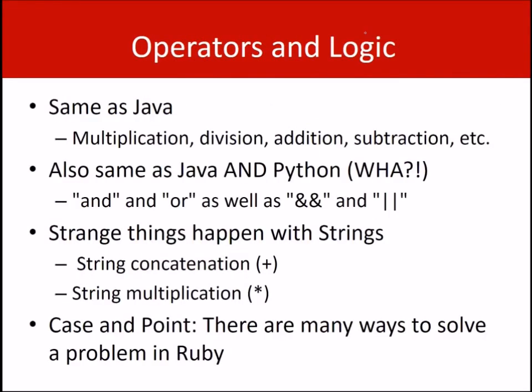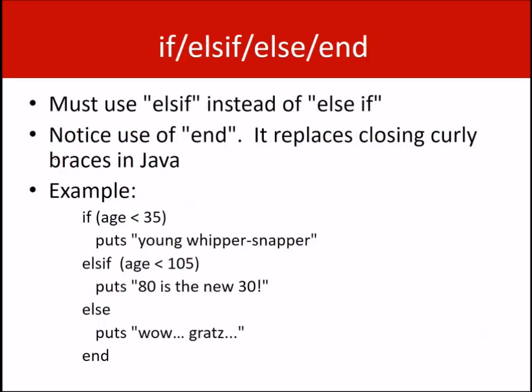Then operators and logic. This is similar to Java, like multiplication, division, addition, subtraction, etc. And also, it is the same as Java and Python, right? It is the same as Java and Python, and both and and or can be used. And strange things happen with strings, like string concatenation and multiplication. You also have case and more, which means there are many ways to solve a single problem in Ruby.